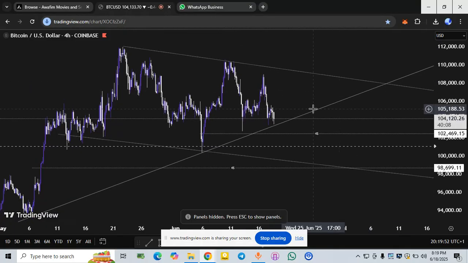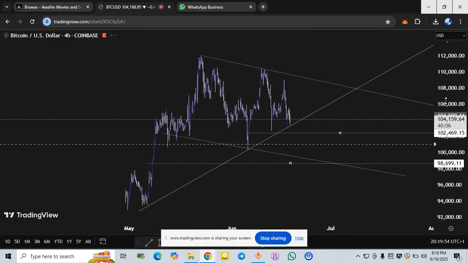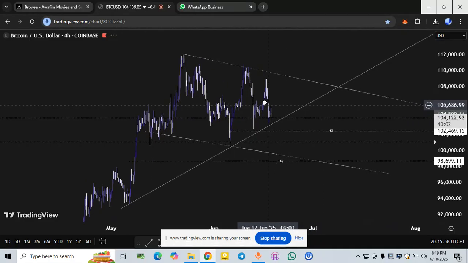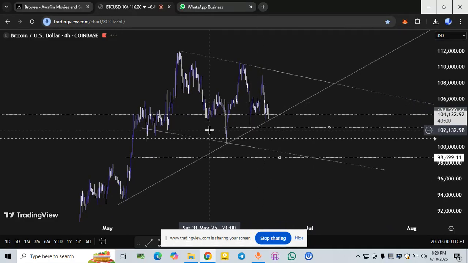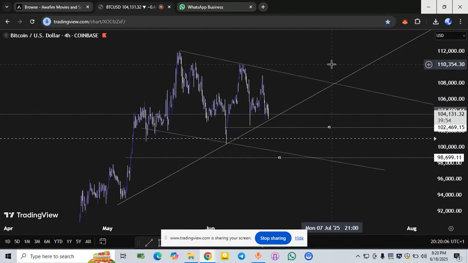Guys, what we are seeing right now is that BTC is currently in a ranging market. When I say ranging market, I mean it is trying to accumulate enough liquidity before we continue the move upwards.